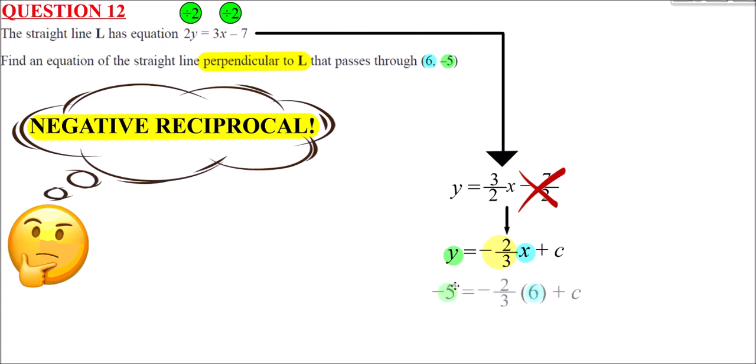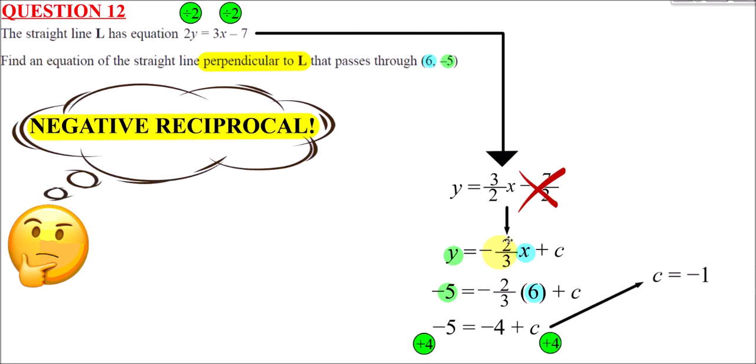So our next line is minus 5 equals minus 2/3 of x, which is 6, plus c. Well, 1/3 of 6 would be 2, so 2/3 would be 4. If 2/3 of 6 is 4, minus 2/3 of 6 is minus 4. So simplifying this slightly, we get minus 5 equals minus 4 plus c. To get c on its own, we could add 4 to both sides of this equation, like so. Therefore, c is going to be minus 5 plus 4, which takes us to minus 1.